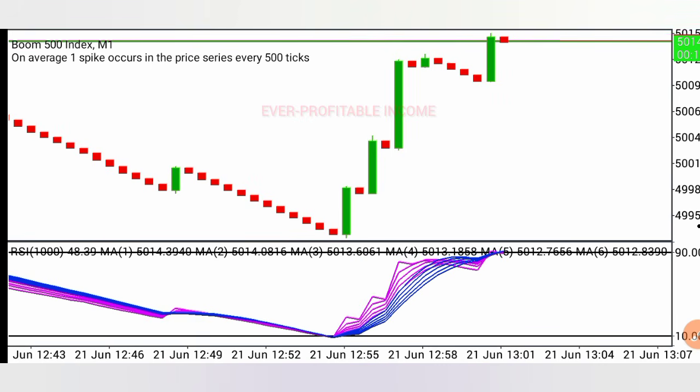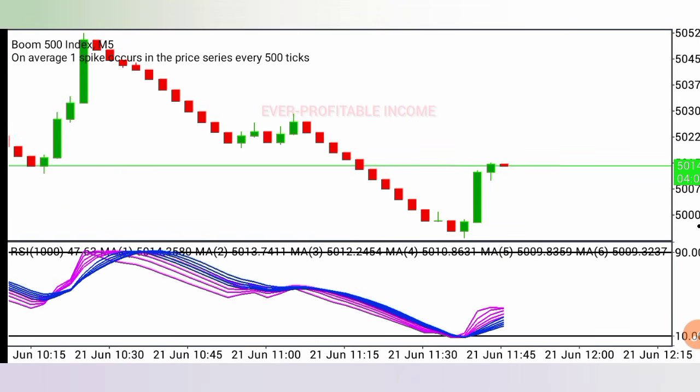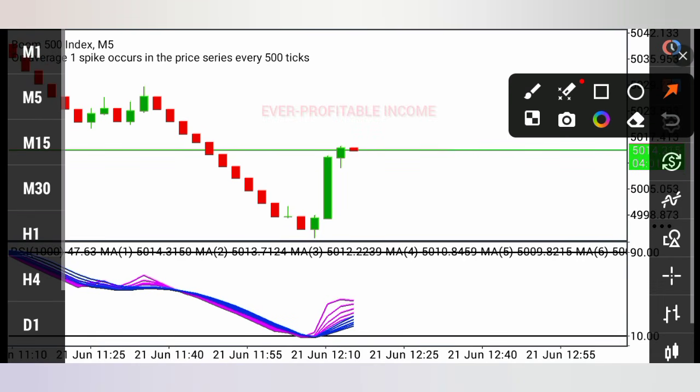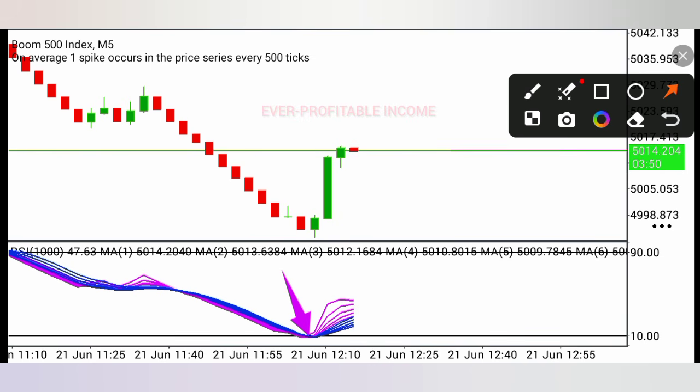So when it has hit level 10, check your 5 minutes time frame to see if it is also at level 10. Let's check it. Let's see. Can you see? The 5 minutes time frame is also at level 10. It also hit level 10. The right time to enter to catch a spike is when the 5 minutes time frame is also at level 10.